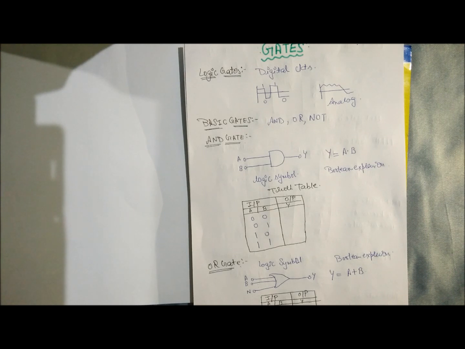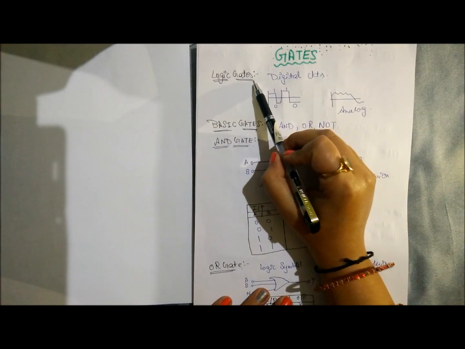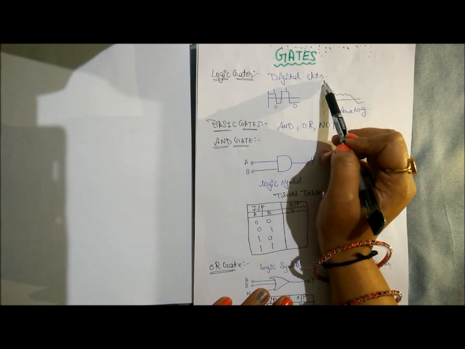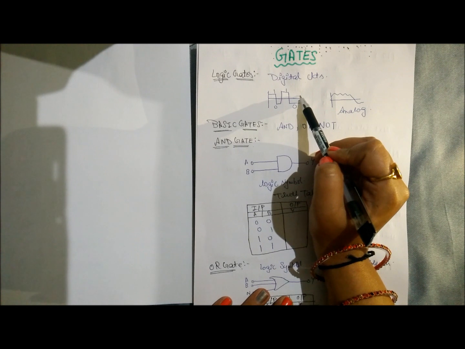Logic gates are one of the most important topics that are asked in the examination, in your engineering exams, and for GATE and any other entrance exam you are preparing for in engineering. Logic gates are also known as digital circuits. Logic gates are explained in the digital value and in the digital circuits.